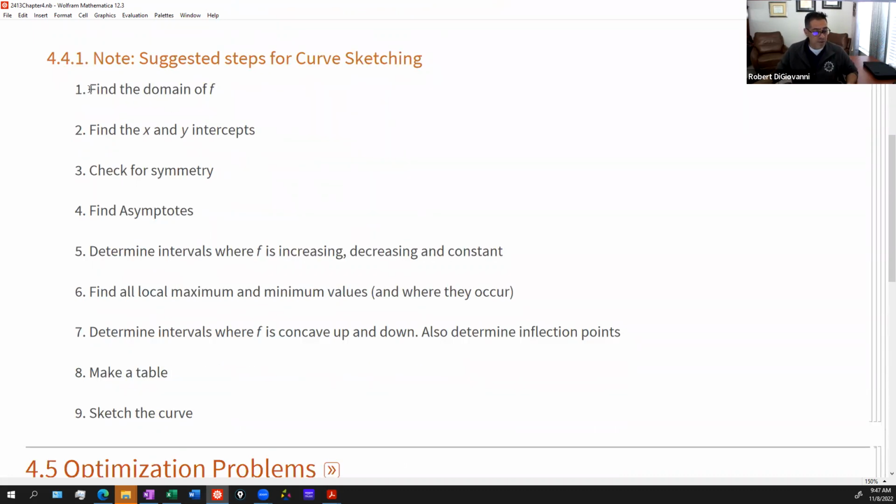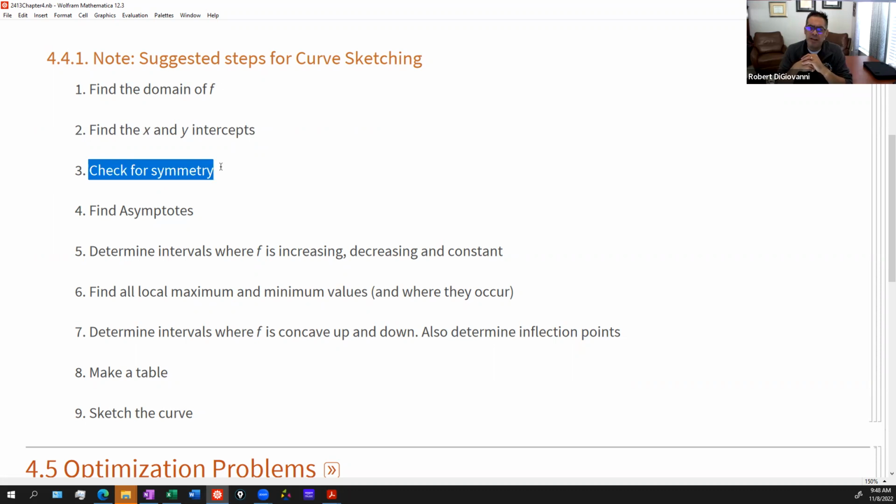So what we do first, if we're given a function, is we find the domain of the function. Then we do some college algebra stuff. We find the x and the y intercepts. Do you remember doing that in college algebra? How do you find the x-intercepts of a function? Set it equal to 0, right? How do you find the y-intercept? You plug 0 into the function. That's college algebra, right?